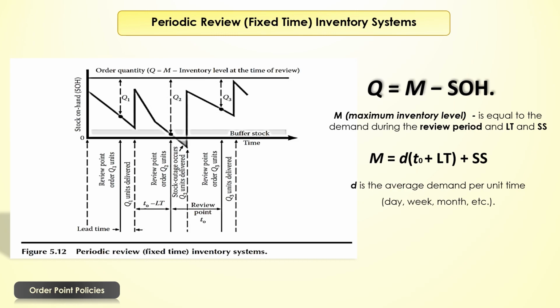Then at each review, stock on hand or SOH is determined and an order is placed for quantity Q, where Q is equal to M minus SOH, the stock on hand. The value of Q will be different each time an order is placed because in the equation for Q, M is fixed and the value of stock on hand depends on the demand during the review period. So this contrasts with the perpetual inventory model where the order was fixed quantity at variable intervals.